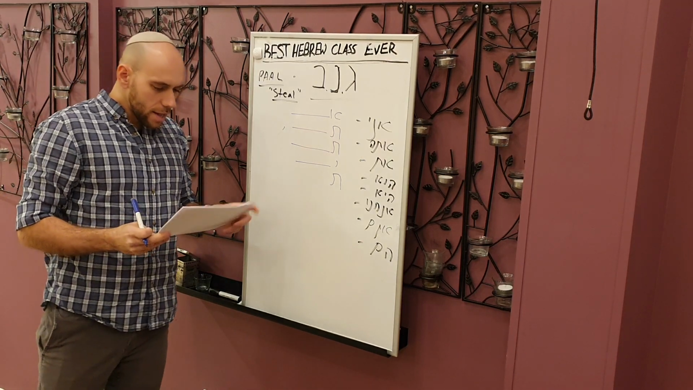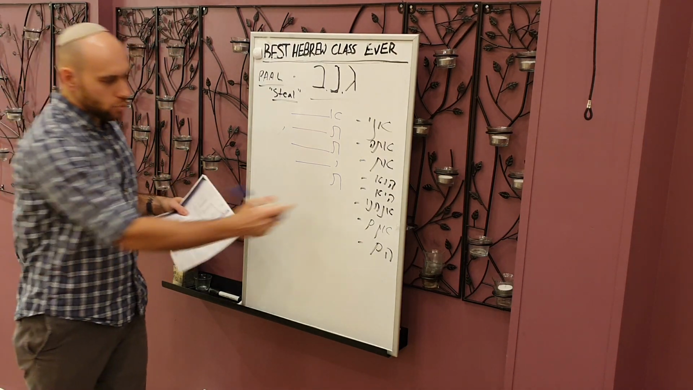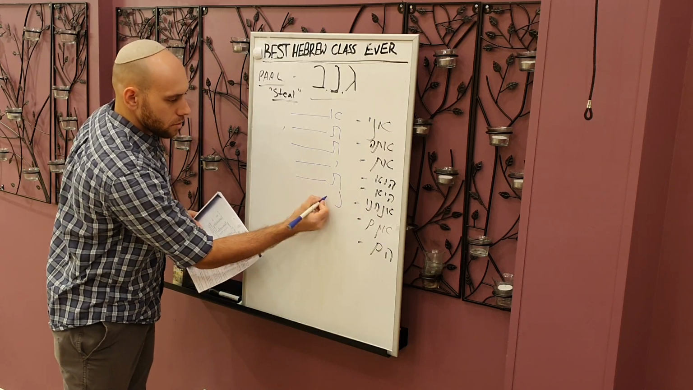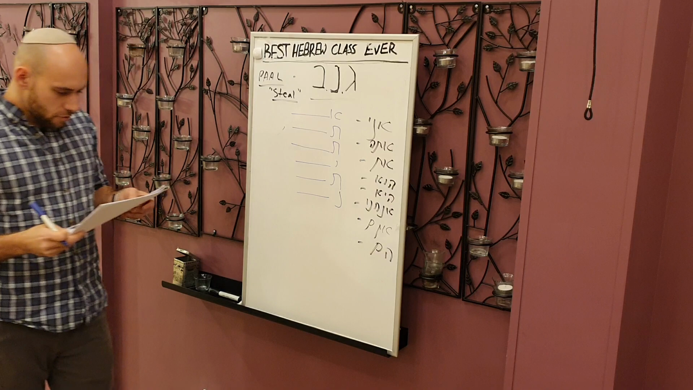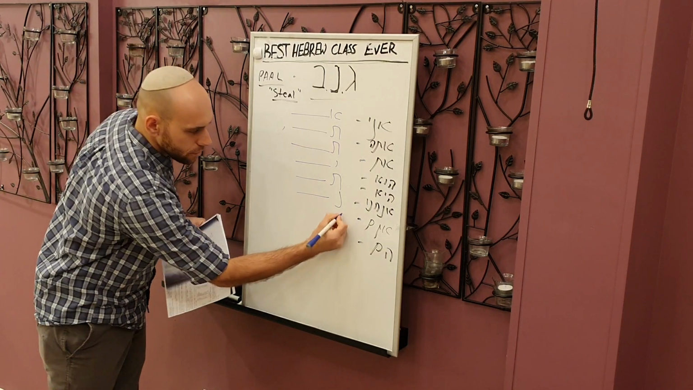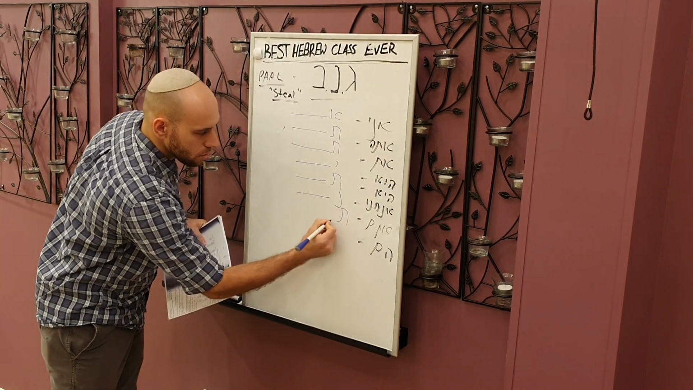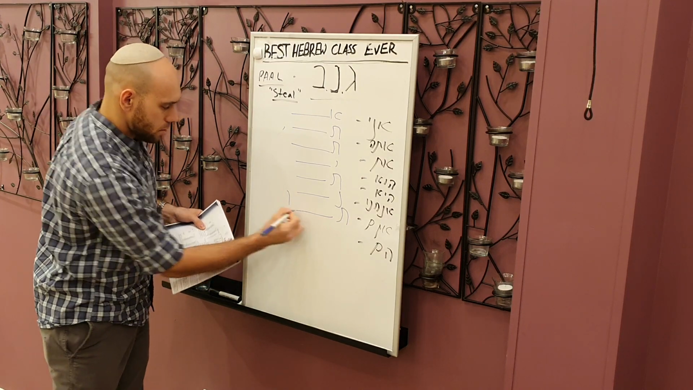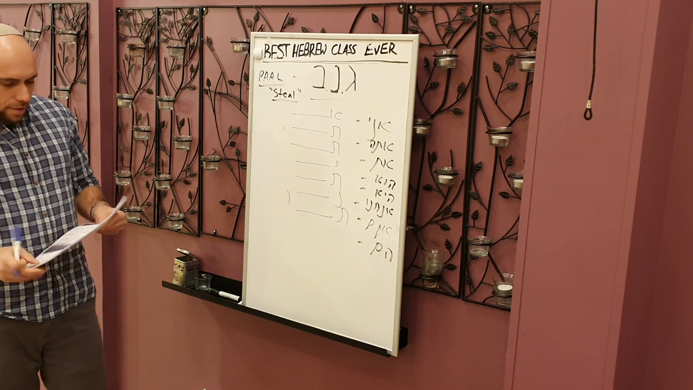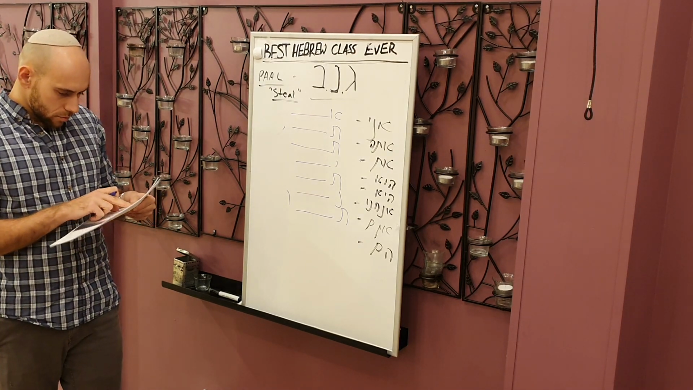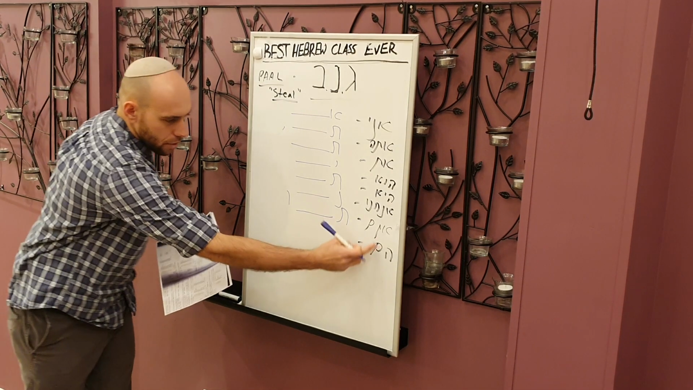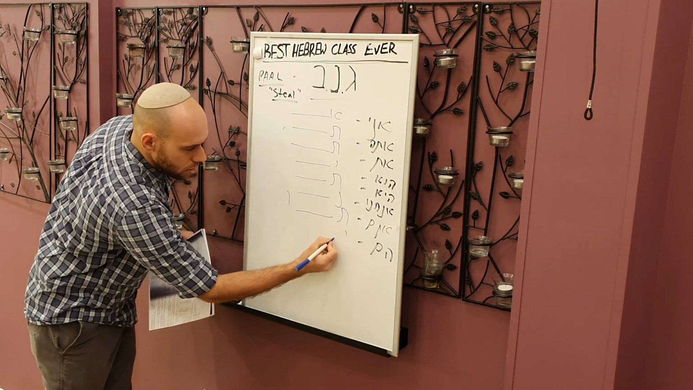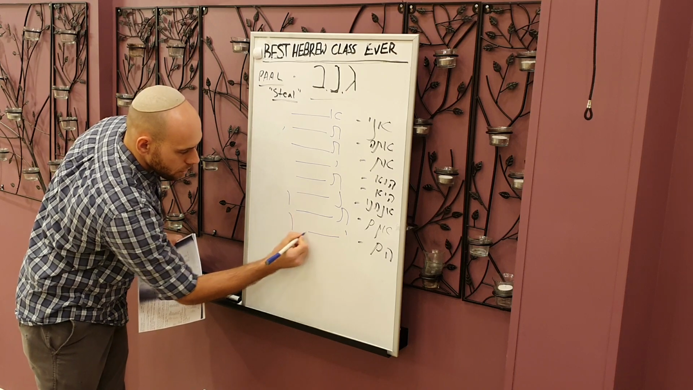The anachnu form, which is we, has a nun in the beginning. The atem form has the tav and the vav at the end. And then the hem form, which means they, has the yud and the vav at the end.